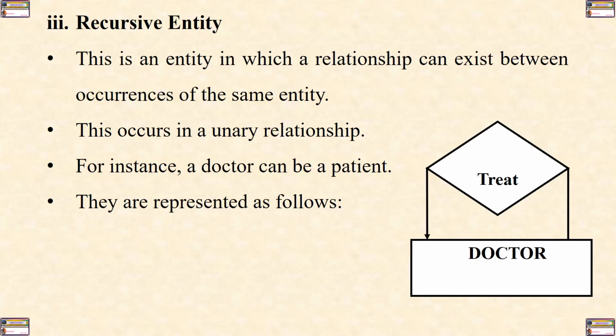So when you have such an entity that can exist in more than one form, we call that a recursive entity. A doctor treats a patient. A patient gets treated by a doctor. So when a doctor becomes a patient, he or she will also require to be treated by another doctor. So at one point, a person is a doctor. At another time, he or she acts as the patient.